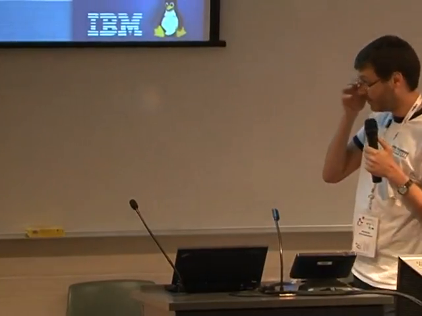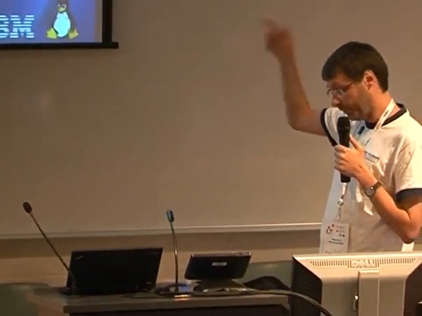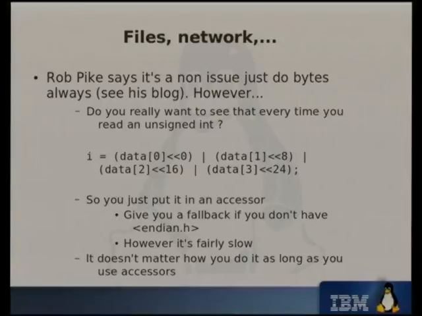So, in fact, when I was writing that talk originally, because I wrote that talk for Plumbers last year, Rob Pike posted a blog post called, I believe, The Byte Order Fallacy, where he made the argument that the whole thing was a complete non-issue. You just had to do that all the time. Now, I might have misunderstood. It's quite possible. But I believe he was arguing that by just using bytes and shifting them into place, you would avoid the endian problems.